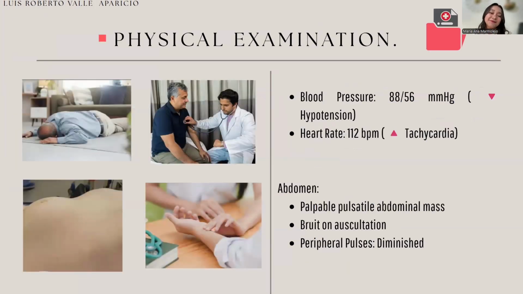Now, when we talk about the physical examination of the patient, we examine blood pressure, heart rate, and abdominal examination. His blood pressure was 88/56 millimeters of mercury, which indicates hypotension. His heart rate was 112 beats per minute, which indicates tachycardia. In the abdominal examination, we found a palpable pulsatile abdominal mass. On auscultation, we found bruits, and the peripheral pulses were totally diminished.